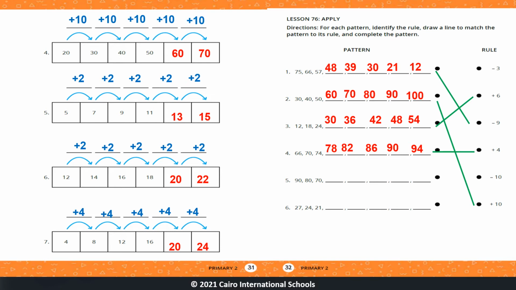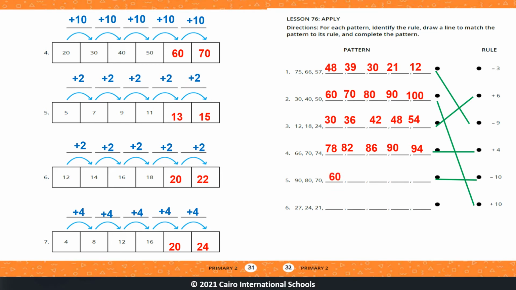In pattern number 5, 90, 80, 70. Yeah, this is a decreasing pattern. So we will write minus in the pattern rule. And then subtract the first two numbers. 90 minus 80 equals 10. So the pattern rule will be minus, because it's decreasing. And each time we are subtracting 10. So the pattern rule is minus 10.